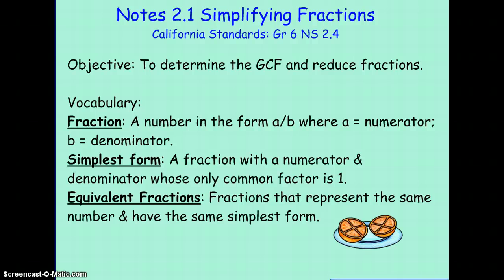Notice our standard for today is grade 6 in S 2.4, and that is because this is a review of 6th grade. Our objective today is to determine the GCF and reduce the fractions.